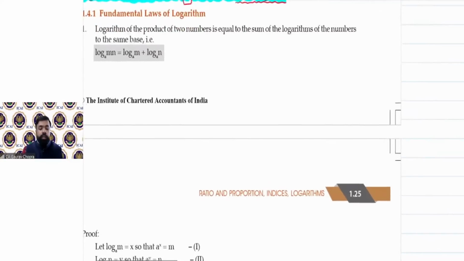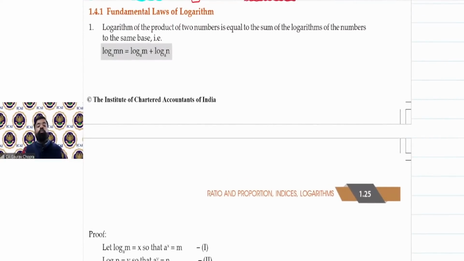Now comes the fundamental laws of logarithm. What are the basic rules or the basic laws of logarithm? Let us read the first one. The first law of logarithm is the logarithm of the product of two numbers.